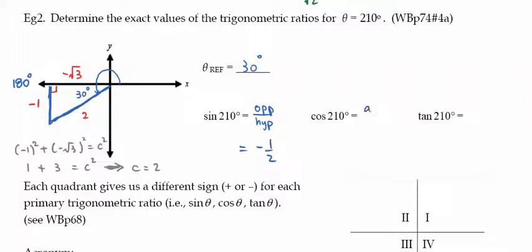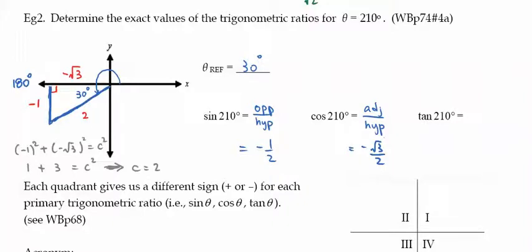Cosine in this quadrant. Any cosine ratio will involve the use of adjacent and the hypotenuse. And in this case, 30 degrees, the adjacent side will be here, and the hypotenuse will still be the same thing, positive 2. So altogether, negative root 3 for the adjacent, positive 2 for the hypotenuse, we will end up with negative root 3 over 2. So we are getting a negative ratio for cosine 210 degrees.